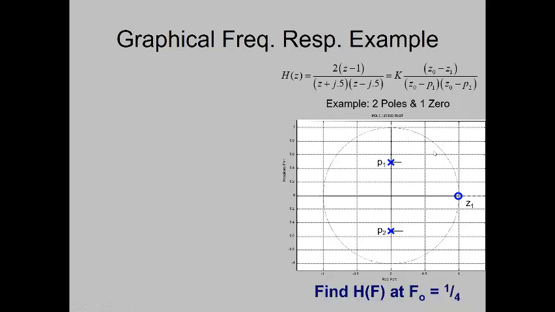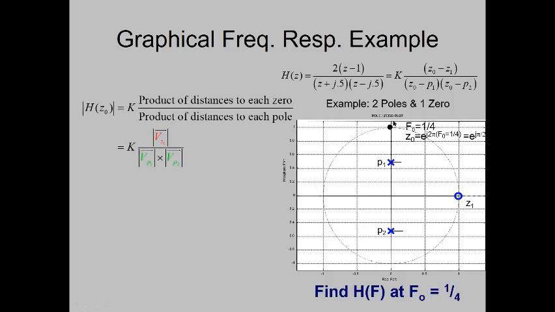And we want to know, for example, what is the magnitude and phase of the frequency response at f0 equals a quarter. Well, first off, we have to find where we are operating on the unit circle. So we go to e to the j 2 pi times a quarter, which is e to the j pi over 2, which is up here at plus j.